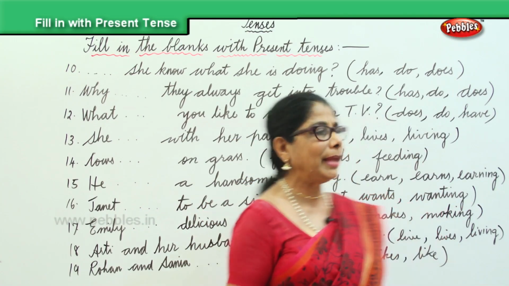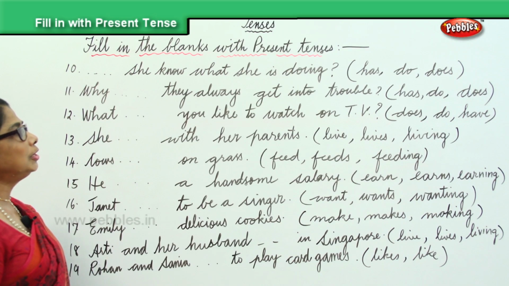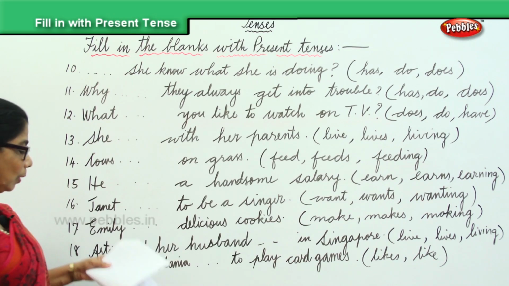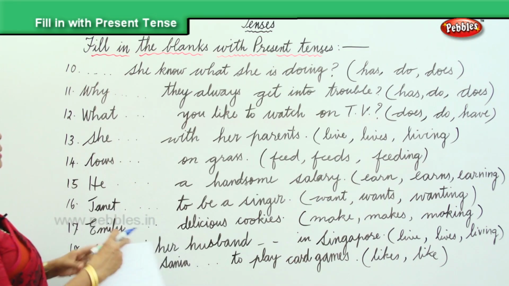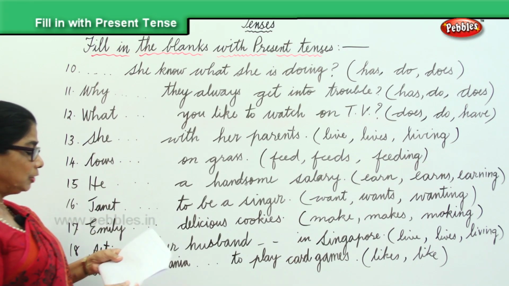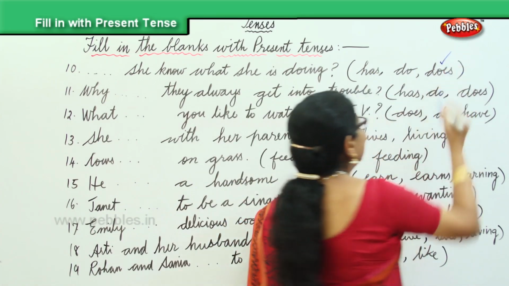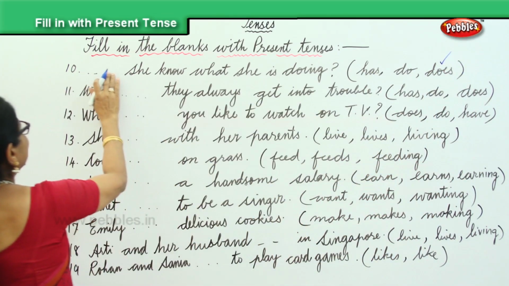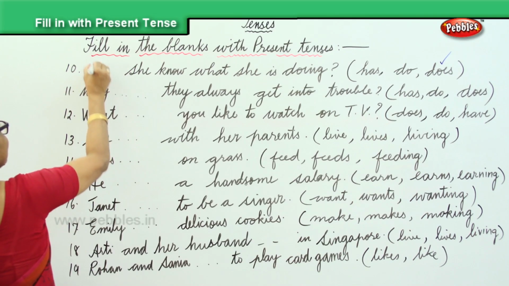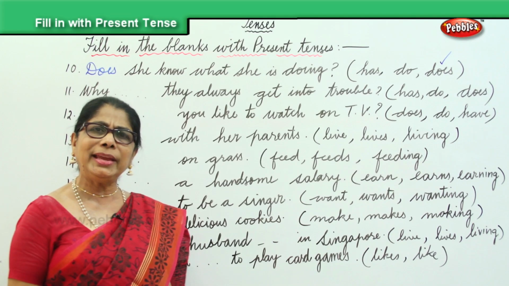The first one is dash she know what she is doing. So what is the right word? Does she know what she is doing? The first one is does, not has or do. So the first answer is, does she know what she is doing?